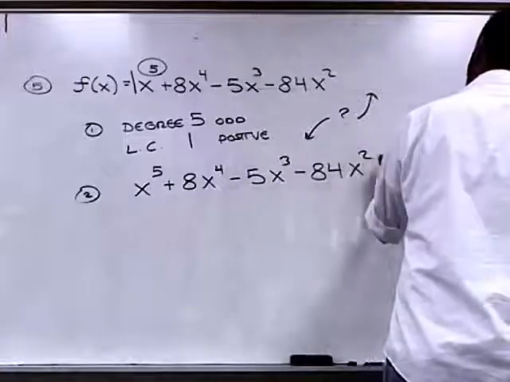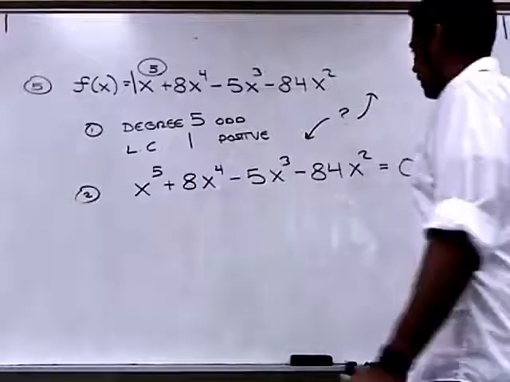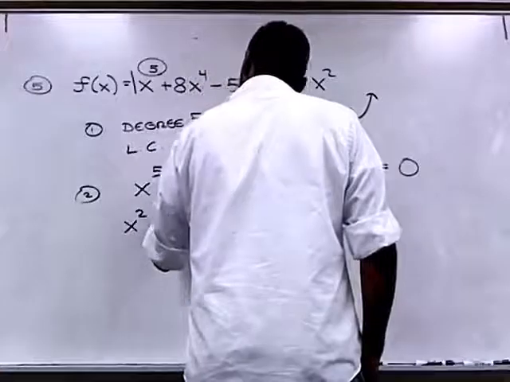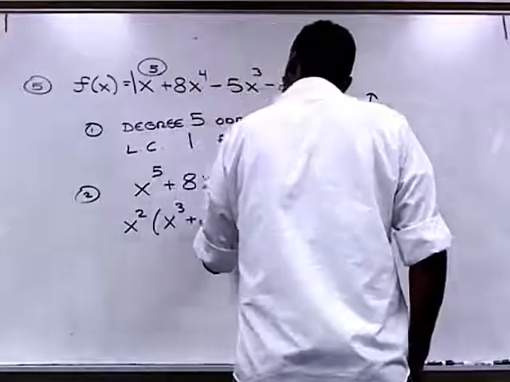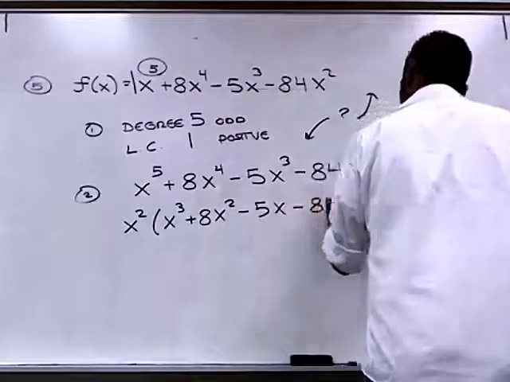And when you set it to 0, the first thing you should do would be what? Before you do synthetic division, GCF, right? Do you have a GCF here? X squared, right? So pull your x squared out. X squared comes out. X cubed plus 8x squared minus 5x minus 84 equals 0.